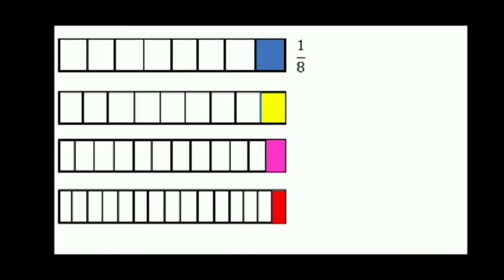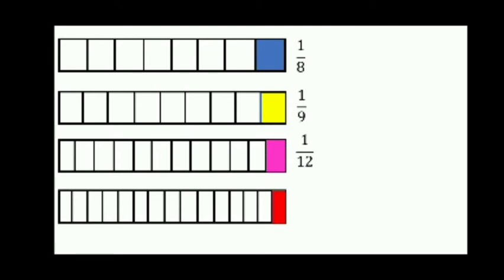The next strip with the yellow shaded part, how many shaded parts? Correct, 1. And total parts in all? Yes, 9. So our fraction is 1 upon 9. Now the next strip with the pink shaded part, how many shaded parts? 1. And total parts in all? Yes, 12. So our fraction is 1 upon 12.